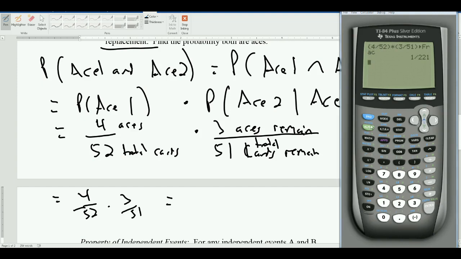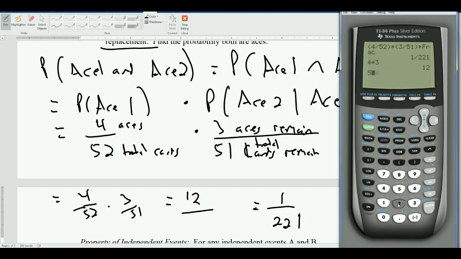And the good thing about this calculator is it reduces everything. So 1 over 221. Now if I don't have a graphing calculator, I'll have to do 4 times 3, which is 12, over 52 times 51, which is 2,652. And then find numbers that divide into 12 that also divide into 2,652.